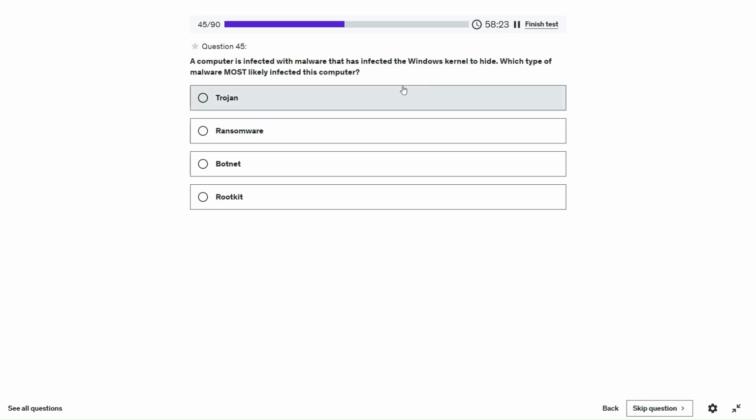A computer is infected with malware that has infected the Windows kernel to hide. Which type of malware most likely infected this computer? So the only malware that affects the kernel is Rootkit.